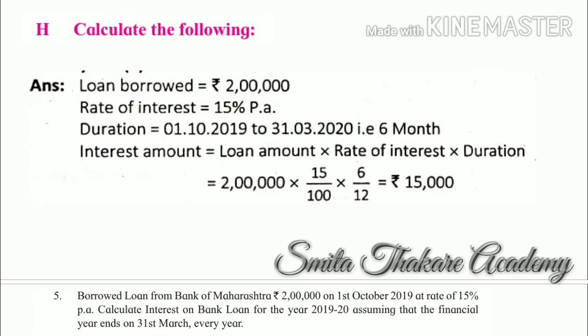Answer: loan borrowed 2 lakh rupees. Rate of interest is 15% per annum. Duration 1/10/2019 to 31st of March 2020, that is 6 months. So interest amount is equal to loan amount into rate of interest into duration. 2 lakh into 15 divided by 100, that is the rate of interest 15% per annum, into 6 divided by 12, that is 6 months. So the interest amount will be 15,000.